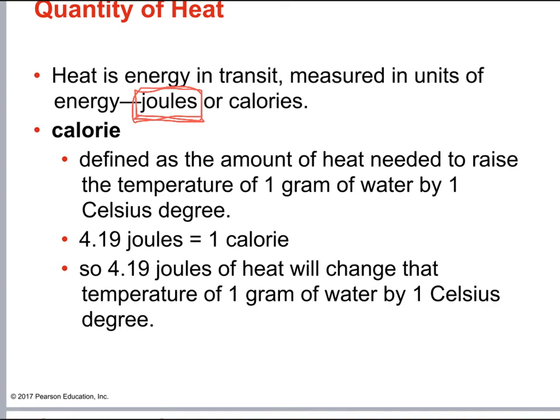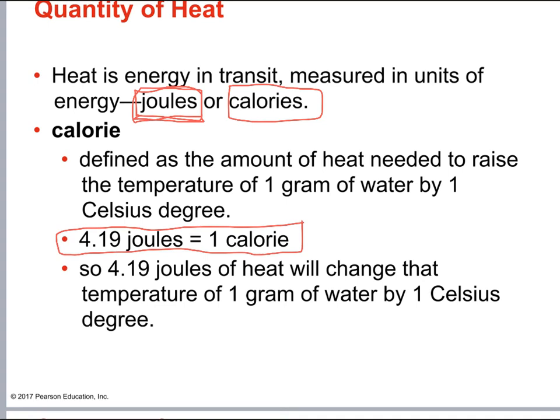But there's also a more common unit for heat, and that's called a calorie. And that's kind of like having feet and meters be different units for length. So joules and calories are different units for heat energy. And you can, of course, convert from one to another. The way you convert is actually right here. You can say that there are 4.19 joules for every calorie.